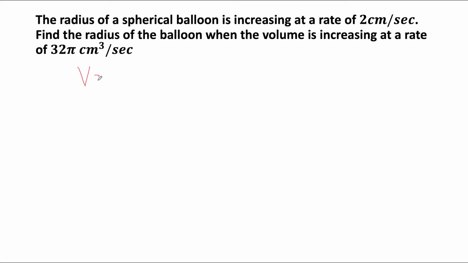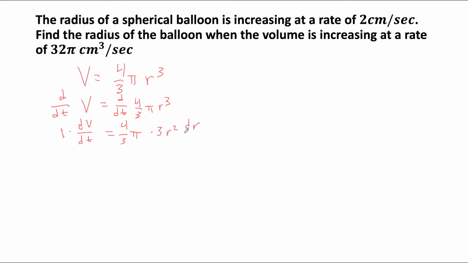So that is V equals 4/3 pi r cubed. And then we're going to take the derivative with respect to time of both sides of this equation. So that's d/dt of V equals d/dt of 4/3 pi r cubed. And once more, we have 1 times dV/dt equals 4/3 pi, you can always take out the constant, times 3r squared dr/dt.